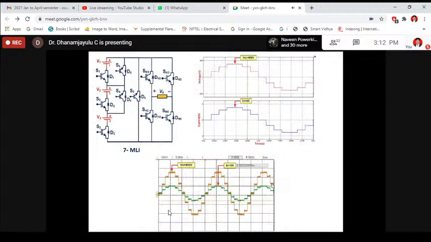And again, I have added one more switch to the proposed inverter, and we are able to generate 7 levels by having 3 DC sources. So this is a simulated output waveform. This is the expected experimental output waveform.